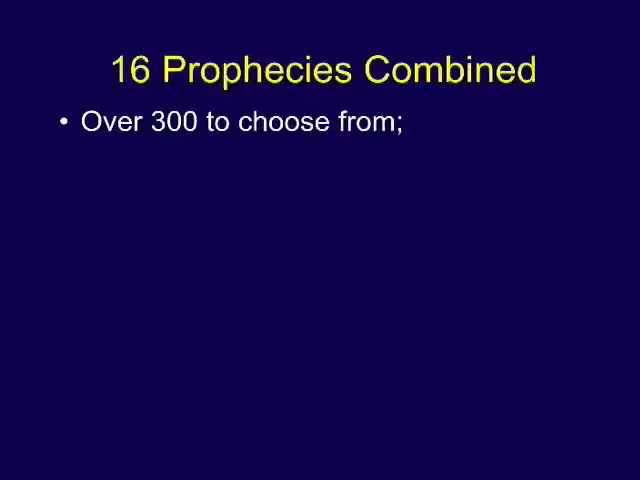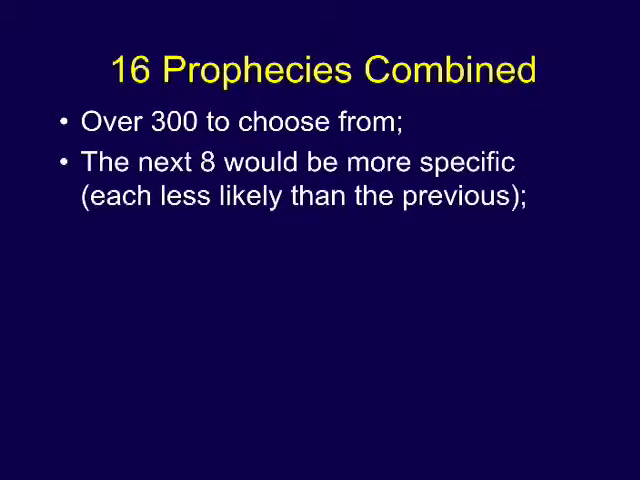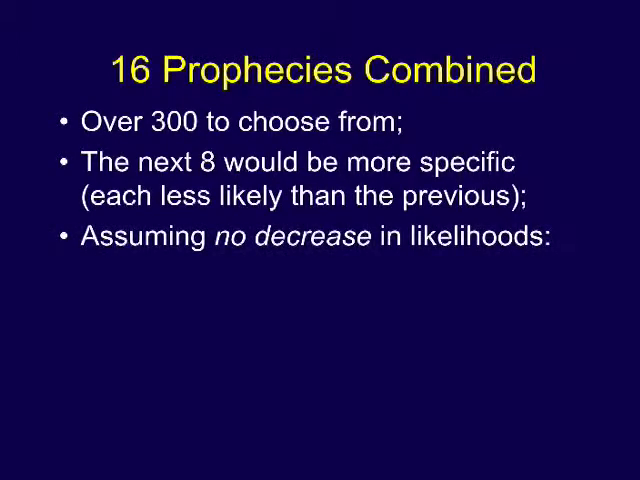To spare you the time, we're not going to actually pick up another 8, but if we did, the 8 that I would add would be more technical, more precise, less likely. I'm going to assume, for this simple analysis, that the next 8 are no less likely than the ones I've already picked. That's a very generous assumption, obviously. So I've got 300 to choose from. The next 8 would be more specific, that is less likely than the previous ones. But I'm going to assume no decrease in likelihoods. I'm just going to add 8 of an equivalent kind.